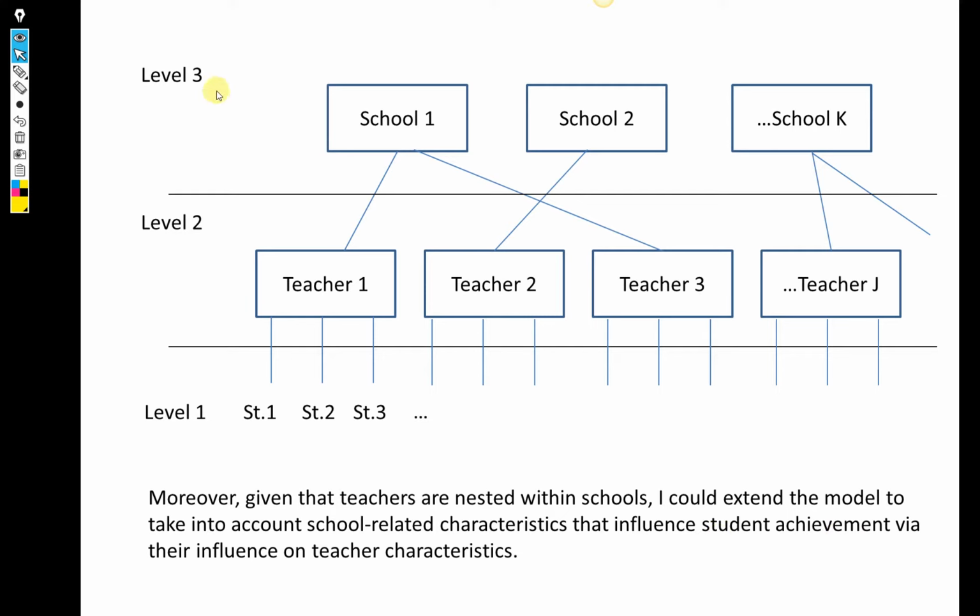So you can see right here we have nested data with students nested within teachers nested within schools. So student level data, the measurement of achievement, prior knowledge, gender identification, and student motivation to learn would all be falling at level 1 of this hierarchy. The teacher characteristics such as teacher motivation to teach would be falling at level 2. And then whatever school related characteristics would be falling at level 3.